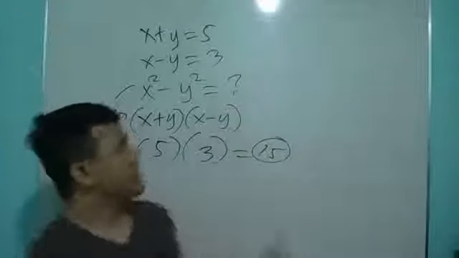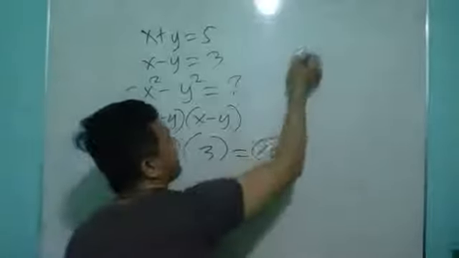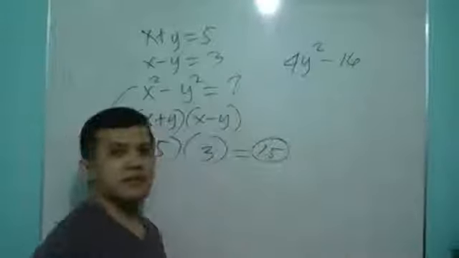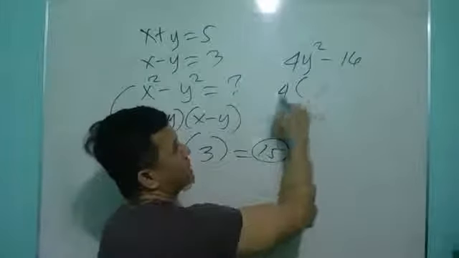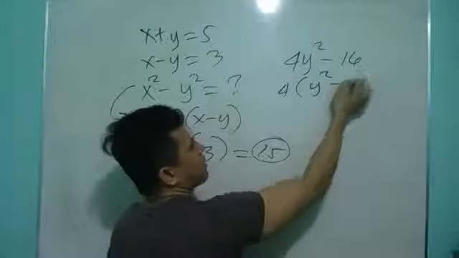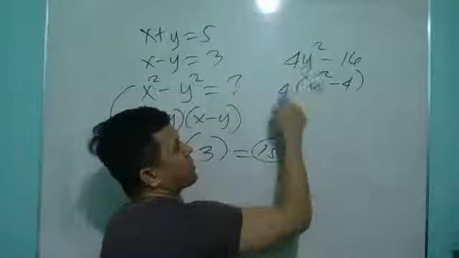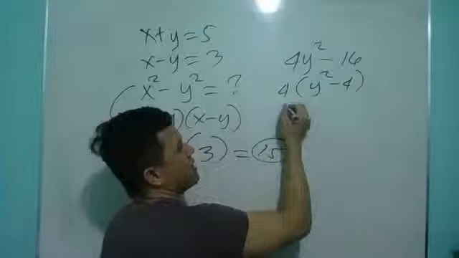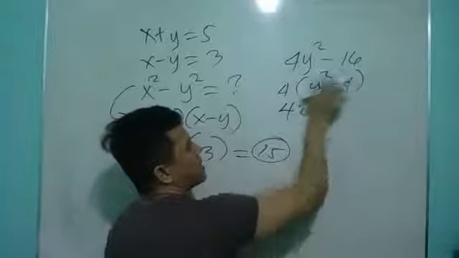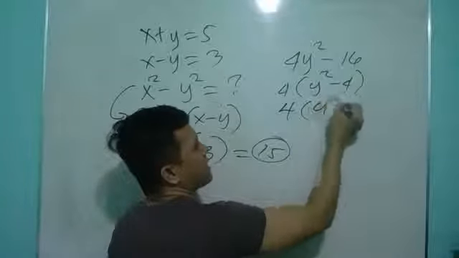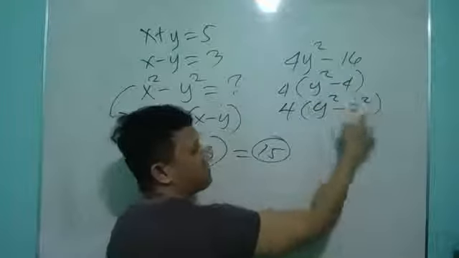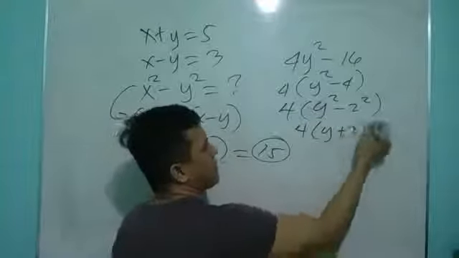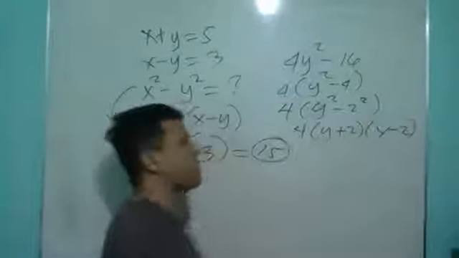Okay, factor this one. Another one, let's say 4y squared minus 16. How are you going to factor that? We can take 4 common, and then y squared minus 4, right? Because 4y squared divided by 4 is y squared, and 16 divided by 4 is 4. So 4 times y squared minus 2 squared, because 4 is 2 squared. In this case, we have y plus 2 and y minus 2. That's how you're going to do it.